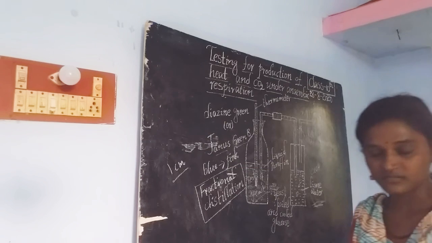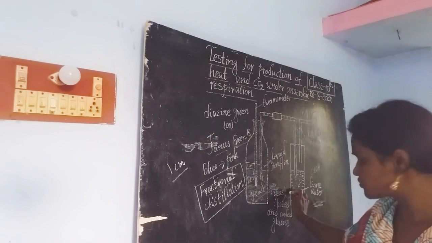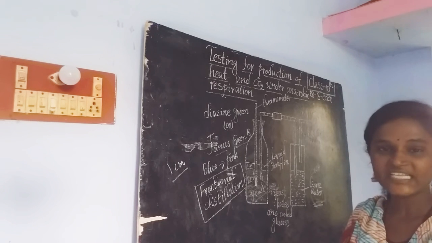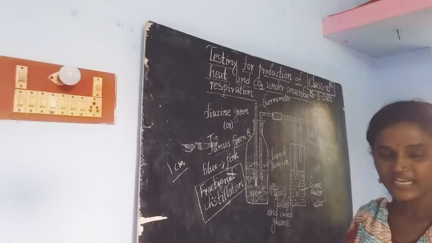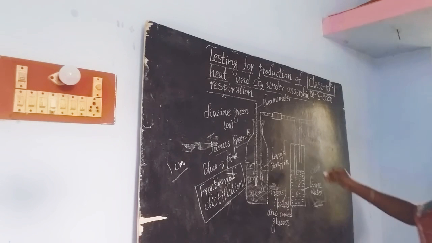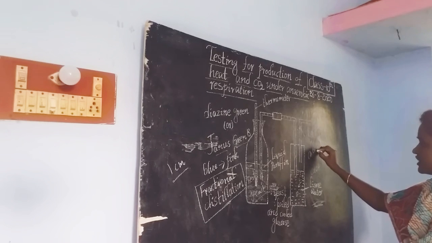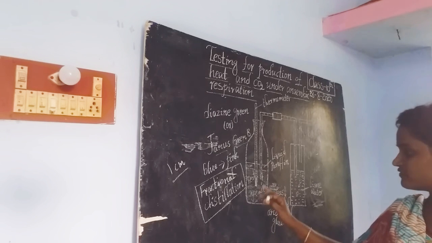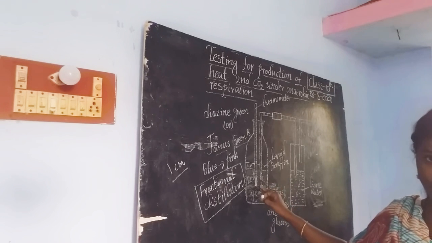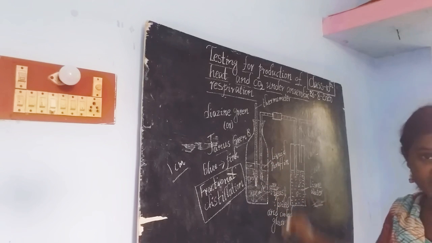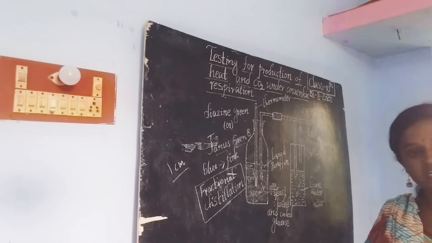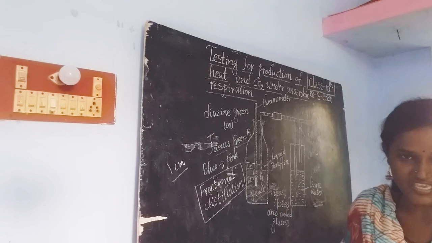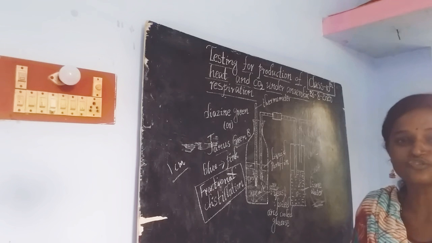Okay, whenever the gas reaches the small container containing lime water, immediately that gas reacts with lime water and it may form calcium carbonate. By this color change in the lime water, whenever the gas produced in the glucose solution passes through this U-tube and reaches the lime water, it may turn the lime water milky white. Immediately the color of the lime water changes into milky.